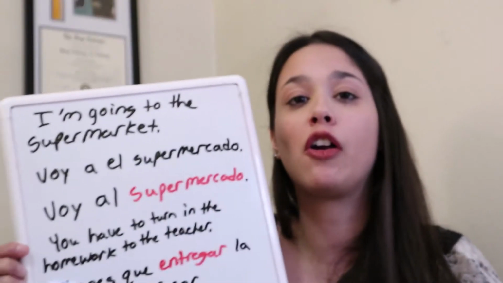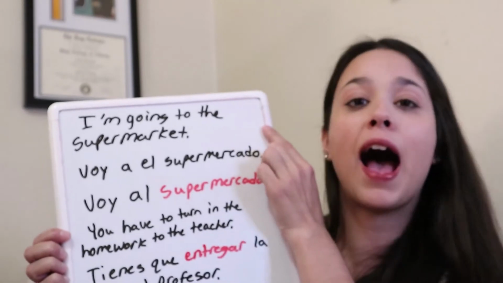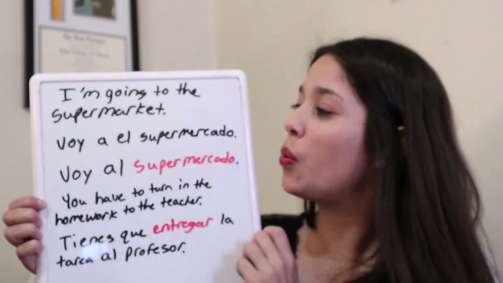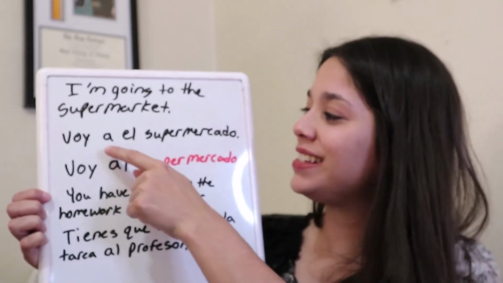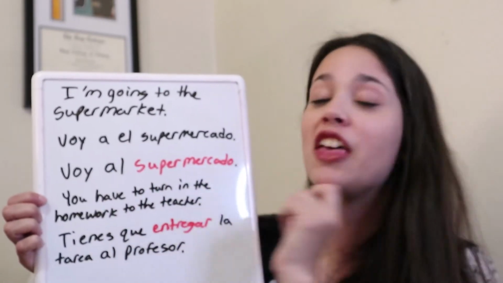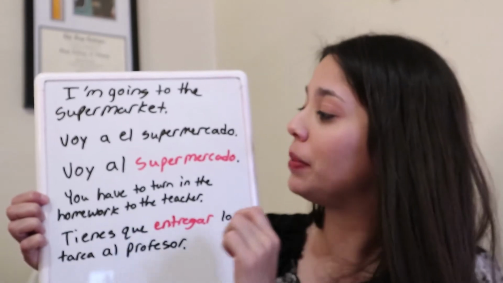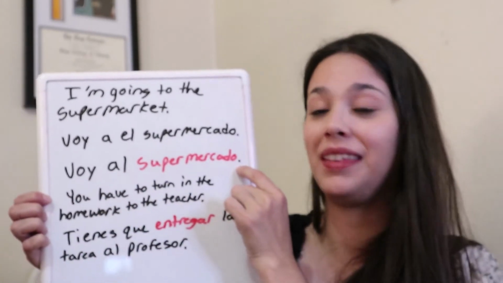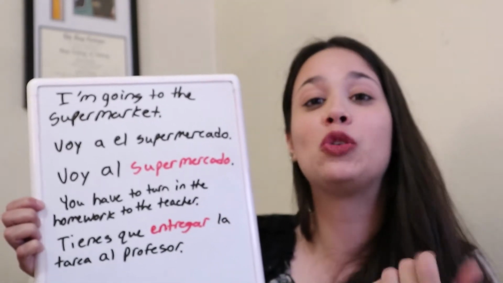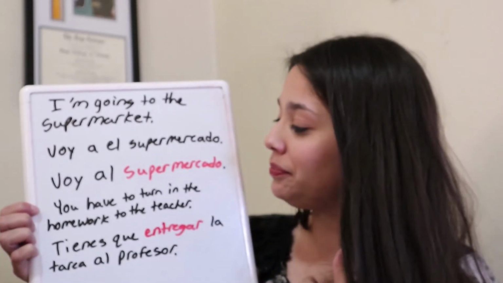We're going to go ahead and review some sample sentences so you can get a better understanding of this rule. For our first example, we have, I'm going to the supermarket. Would you write voy a el supermercado? No, that's not the correct contraction. The correct way to write this sentence would be voy al supermercado. And here's our new learned word, supermercado, supermarket.